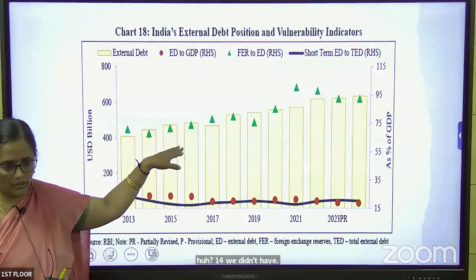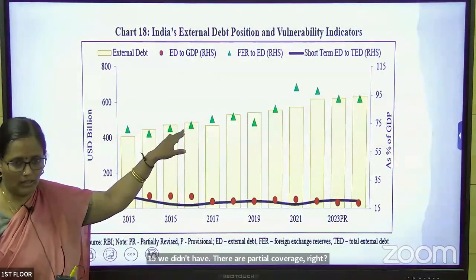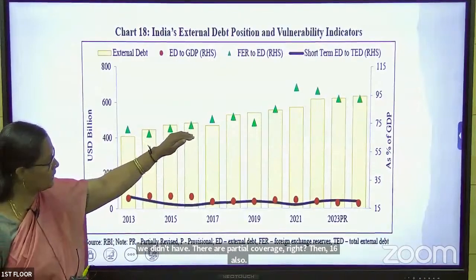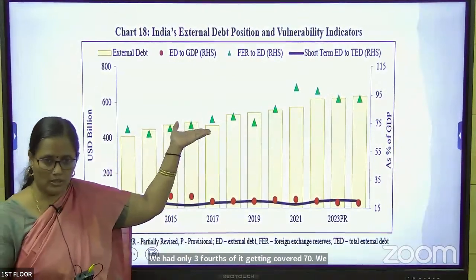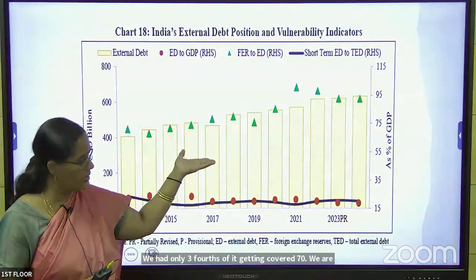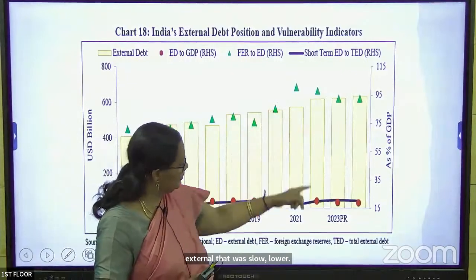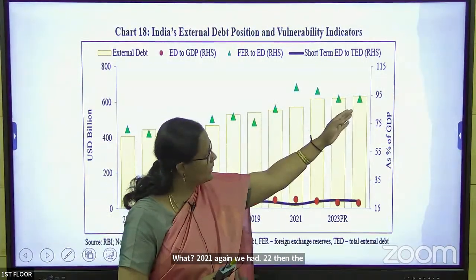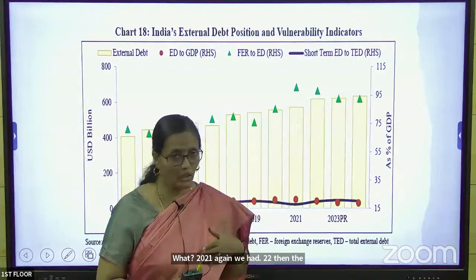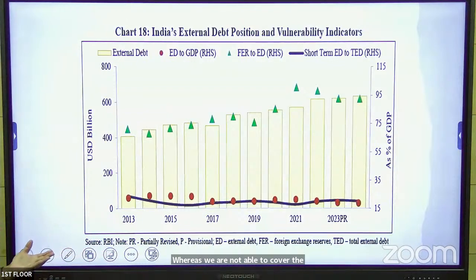They are all partial coverage, right? Then in 16 also, we had only 3/4 of it getting covered. In 17 we were in a good position. Foreign exchange reserves were higher, external debt was lower. But in 2021 again we had 22. Then in the recent past, again our external debt is higher, whereas we are not able to cover the external debt completely with the foreign exchange reserves.